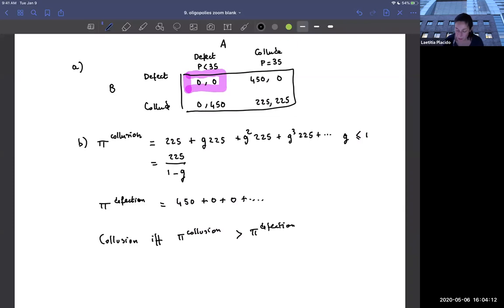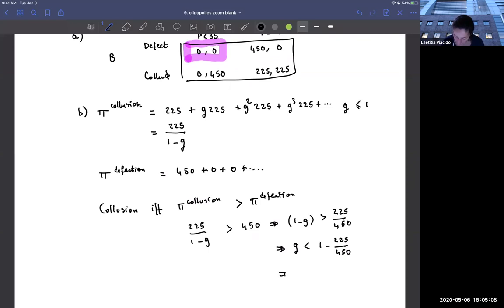And now I just need to solve an inequality. So I'm going to replace the profit from collusion by 225 over 1 minus g. This must be higher than 450. So that's 1 minus g higher than 225 over 450. So this is g, this is g smaller than 1 minus 225 over 450. Okay, I have a sign issue here.